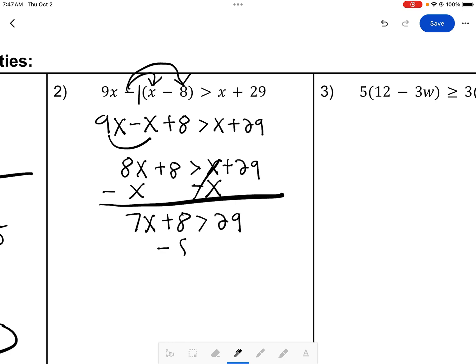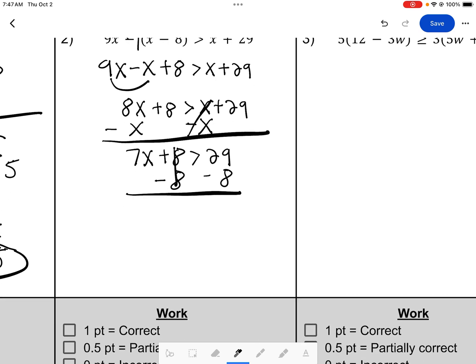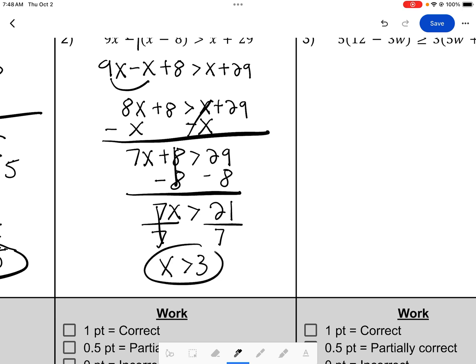Now I'm going to subtract 8 on both sides. 29 minus 8 is 21. Bring down my inequality sign and my 7x. I'm now going to divide both sides by 7. 21 divided by 7 is 3. So my answer here is x is greater than 3.